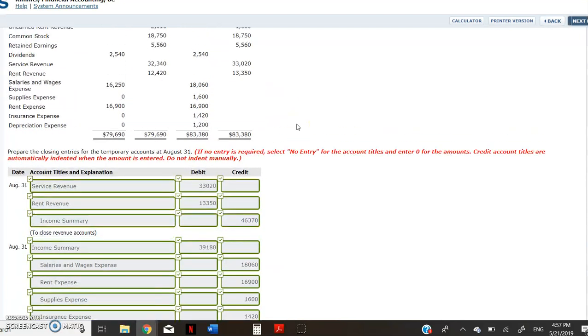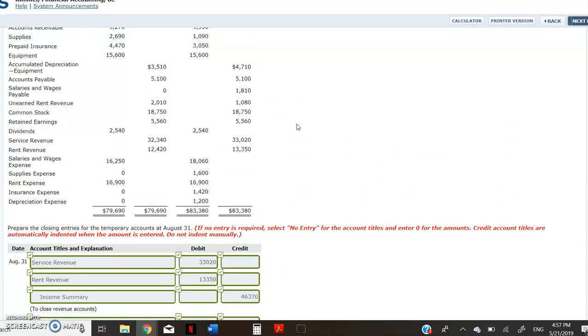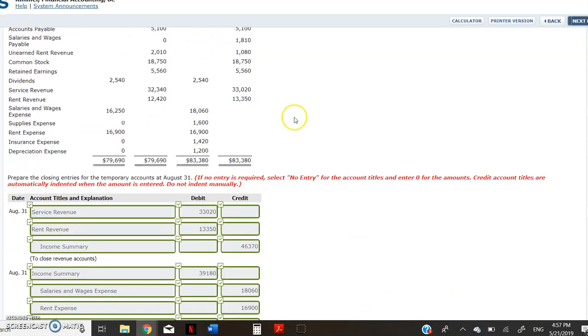So we have to look and find what their revenue is, and after it's been adjusted, they have service revenue and they have rent revenue. The first one would be service revenue, so you'll put that in here as 33,020, and it goes in the debit because normally service revenue is credited. They receive the cash later. So because it's normally a credit, you put a debit over here. Then you do the same thing for the rent revenue, which after being adjusted is 13,350.